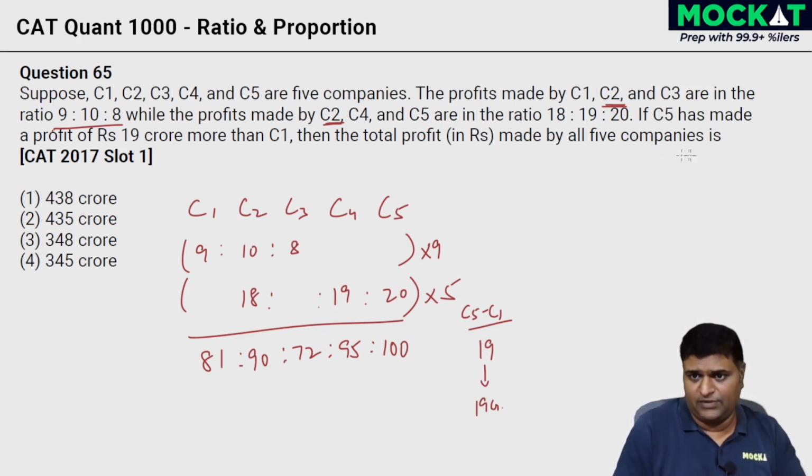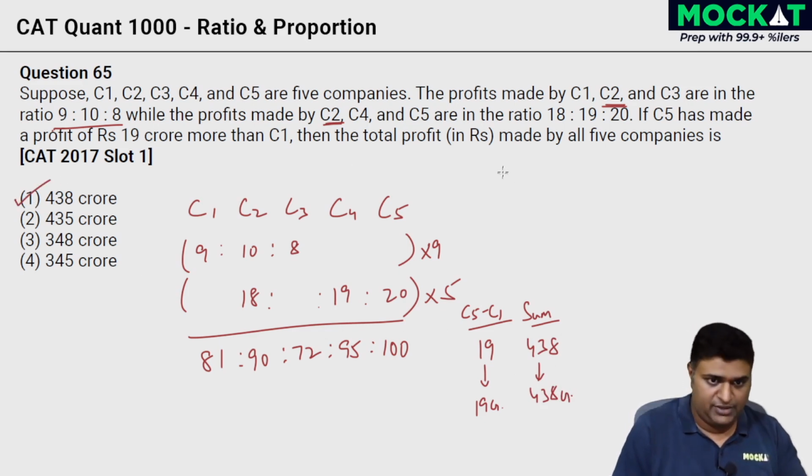What is the sum of all of them? Profit of all 5 companies. It's simply the sum of C1, C2, C3, C4, C5. 100 plus 95 plus 90 is going to be 285. 285 plus 81 is 366, plus 72 is going to come to 438. 438 over here is going to be that many crore rupees. So the answer over here is option 1.